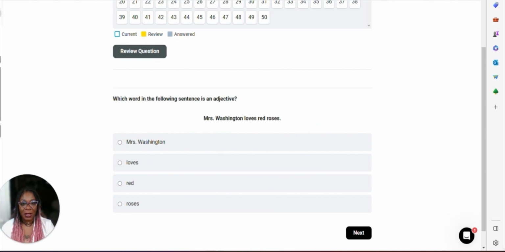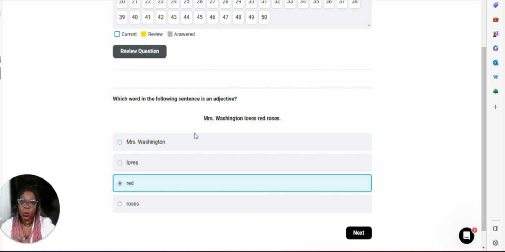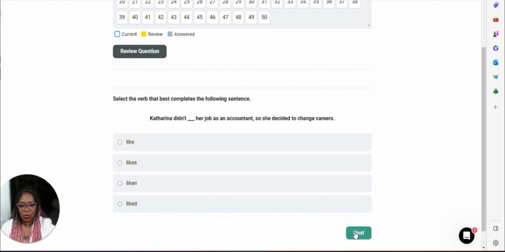Which word in the following sentence is an adjective? Mrs. Washington loves red roses. Is it Mrs. Washington? Is it loves? Is it red? Or is it roses? The answer for this one is going to be red, and that is because red is an adjective that describes the noun roses. So let's move on to question number 3.